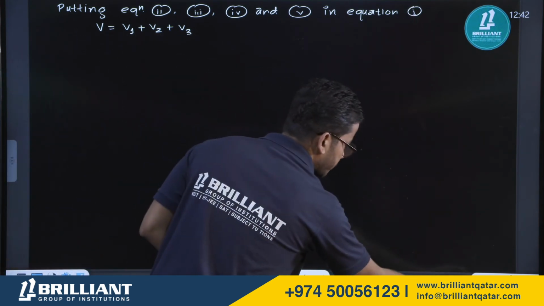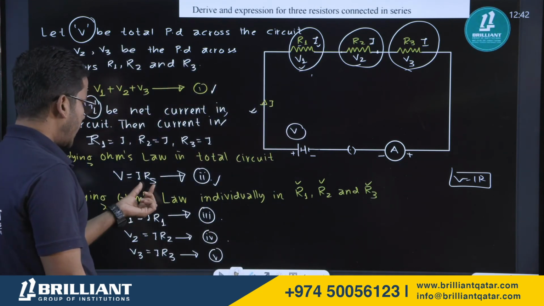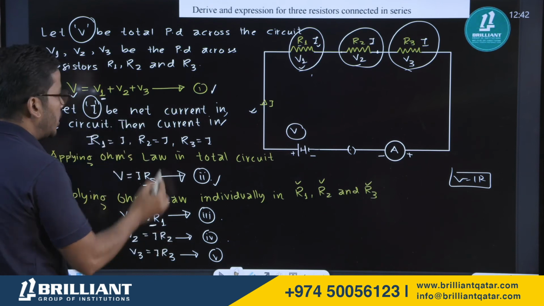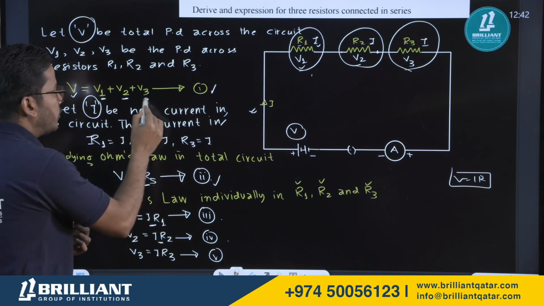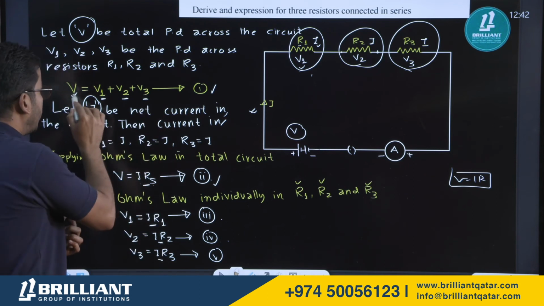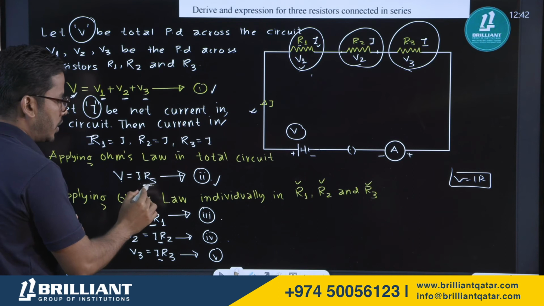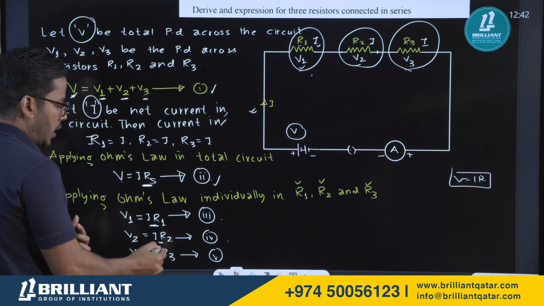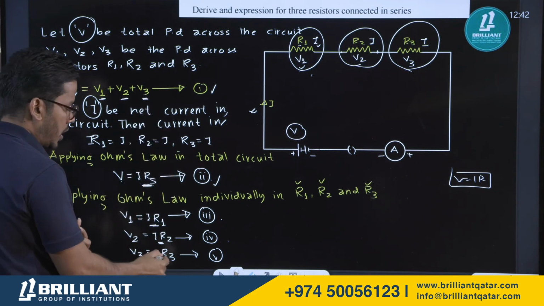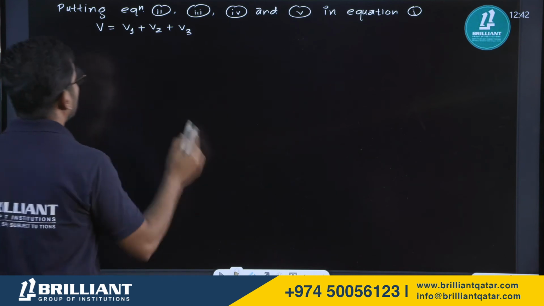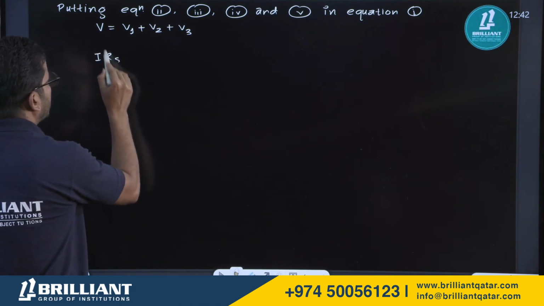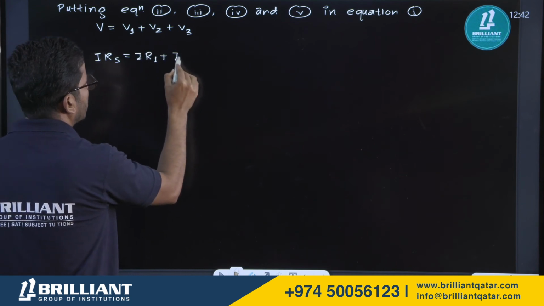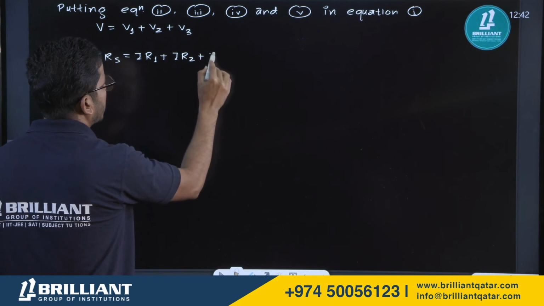So let me have a look. Replacing V, I can write IRS. Replacing V1, I will write IR1. Replacing V2, I will write IR2. Replacing V3, I will write IR3. So this is it: replacing V, IRS. Replacing V1, IR1. Replacing V2, IR2. Replacing V3, IR3.